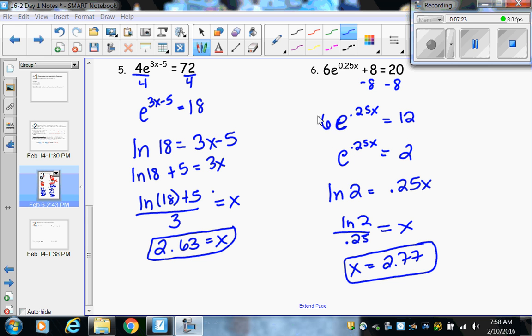The opposite of multiplying is dividing, so 12 divided by 6 is 2. Then I converted this to log, and remember that log base e is really natural log. So the natural log of 2 equals your exponent of 0.25x. The opposite of multiplying is dividing, so then I just divided both sides by 0.25, and I typed this in my calculator in order to get 2.77.